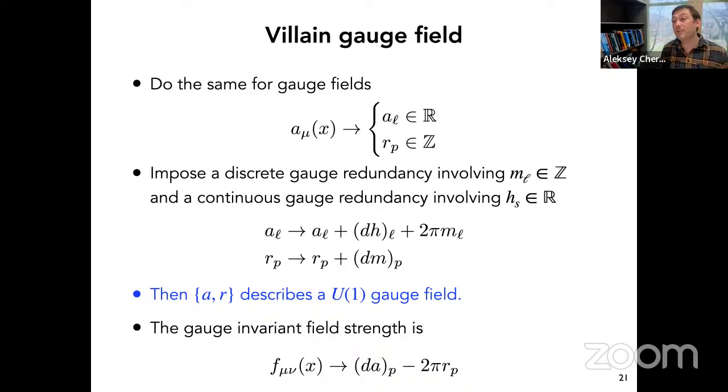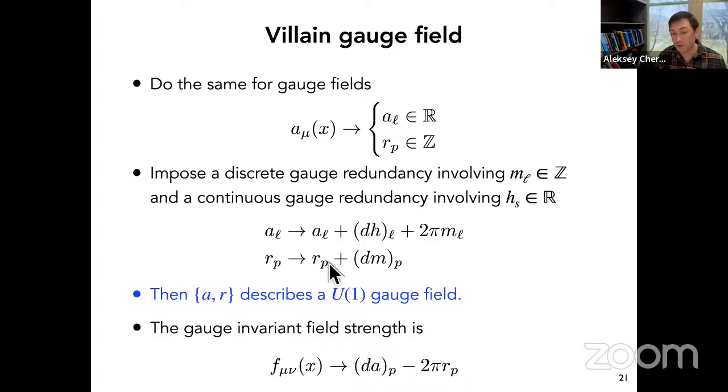You can do the same thing for gauge fields. Villain did this for gauge fields, in particular for abelian gauge fields. I don't think there's a particularly nice version of this for non-abelian gauge fields. At least I don't know of one. The continuum U(1) gauge field A mu on the lattice is replaced by a real valued field A that lives on links and an integer valued thing that lives on plaquettes. Again, you want to gauge discrete shifts of A, and this R field, which lives on plaquettes, is also going to transform in an appropriate way.